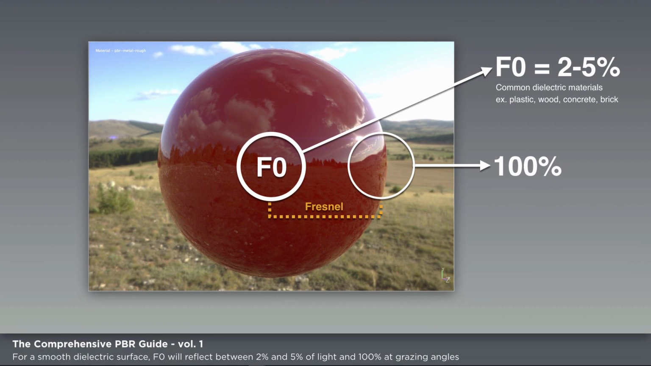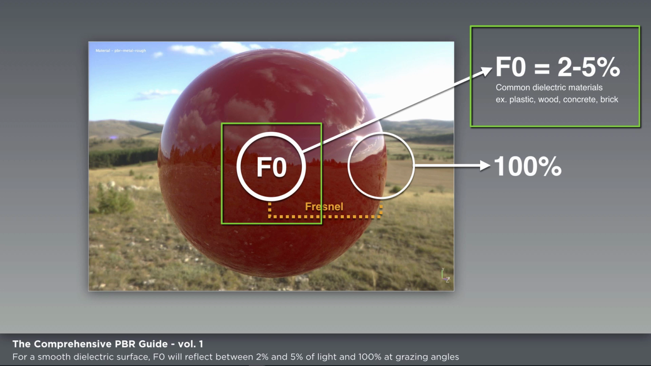When light hits a surface straight on, or perpendicularly, which is a 0-degree angle, there is a percentage of that light that is reflected back as specular. Using the index of refraction for a surface, you can derive the amount that is reflected back, and this is known as F0. It's the F0 reflectance value that we are concerned with in regards to authoring textures. F0 will reflect between 2 and 5% of light, and 100% at grazing angles.